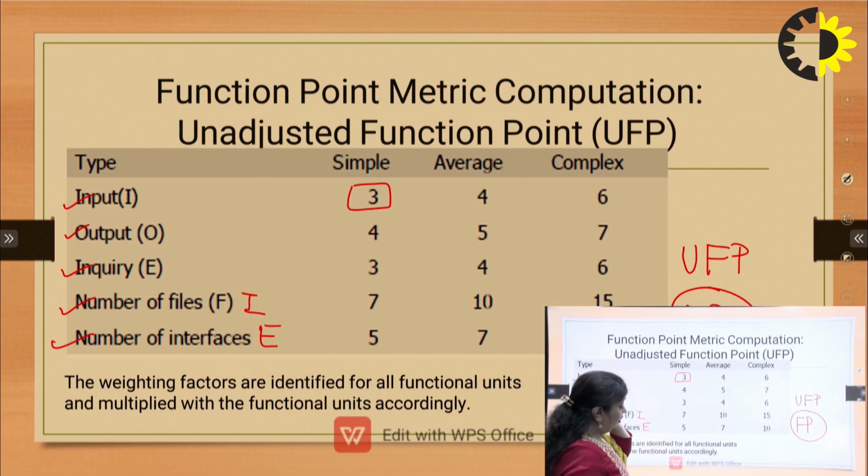Now, we have to see how many functional units of each type we have, then we'll multiply the number with the weights as per their complexity. So, the weighing factors identified for all the functional units are shown in this table, and these are being multiplied with the number of functional units accordingly. Now, we will see how to do that.